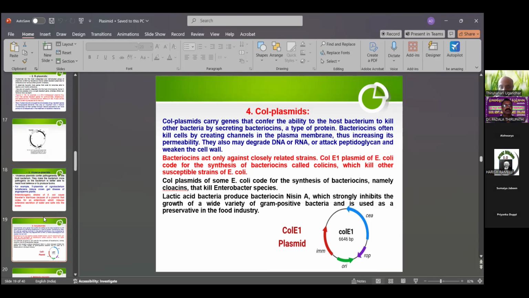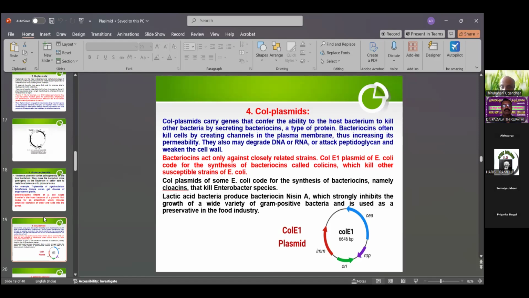Some E. coli plasmids code for the synthesis of bacteriocins called colicins, which kill other susceptible strains of E. coli bacteria. Colicin plasmids of some E. coli code for the synthesis of bacteriocins, namely colicin, that kill enterobacteria species. Enterobacteria species are killed by these poison substances. These poison substances are released by the plasmids, called col plasmids.